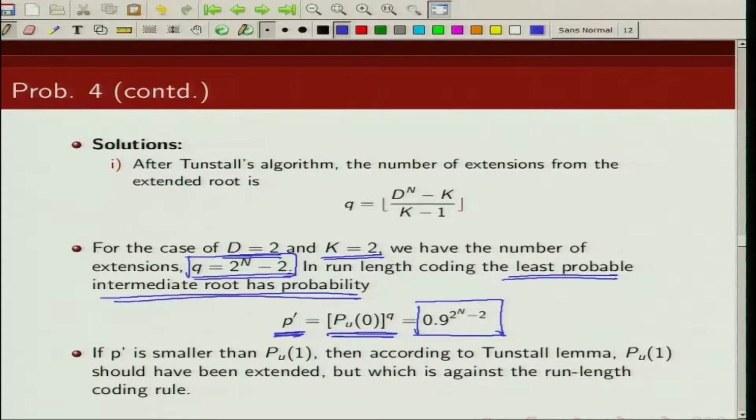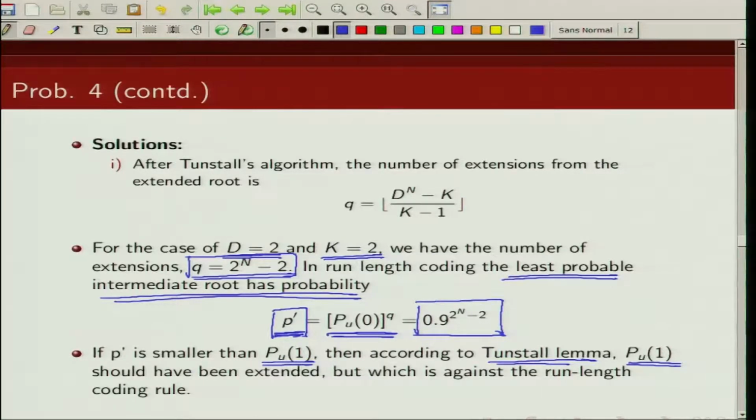if this probability is smaller than P of U being 1, then according to the Tunstall lemma, we should have extended P of U equal to 1. If this intermediate probability p dash becomes less than the probability of U being 1, then according to the Tunstall message set construction, we should have extended P of U equal to 1.